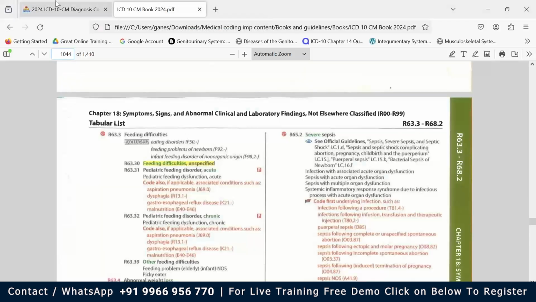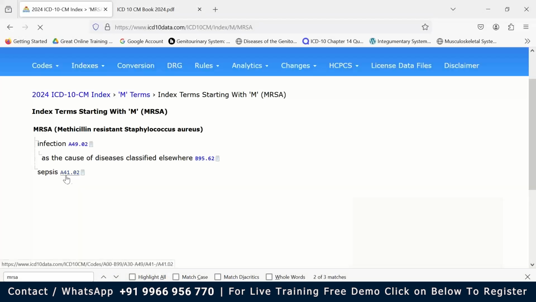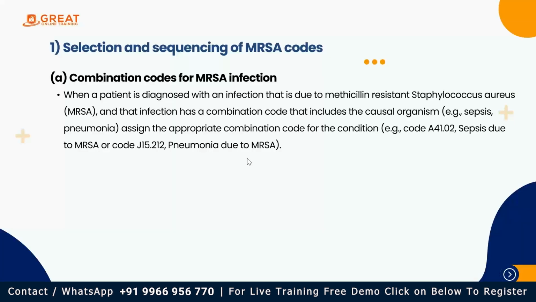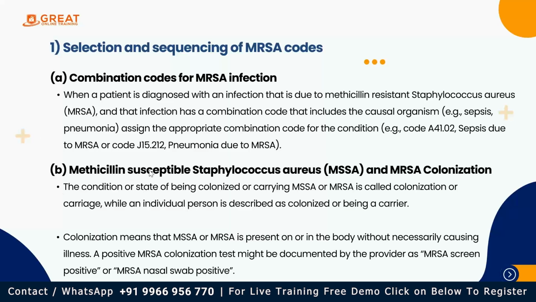So we have a combination code. You can see my screen. Yes, I have a separate code for sepsis. You can see, okay, like this. So whenever you find any combination code, use that combination code only. You should not code those conditions separately. Methicillin susceptible Staphylococcus aureus is known as MSSA. You have MRSA and MSSA also. MSSA means methicillin susceptible Staphylococcus aureus and MRSA means methicillin resistant Staphylococcus aureus.